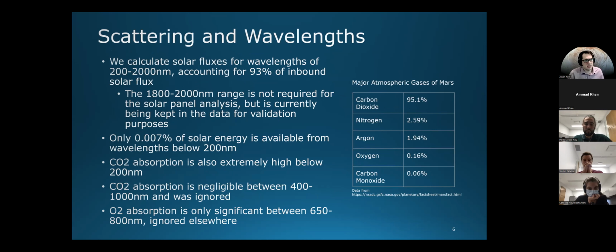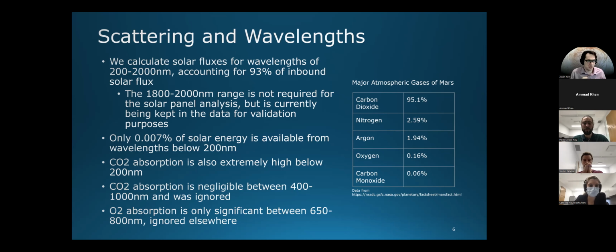The 1800 to 2000 nanometer range is not actually required for the solar panel analysis due to just the efficiencies of the panels at different wavelengths, but we're still including it because it was used in previous works, and we'd like to have it there for validation. Now some more about why we chose these wavelengths is that only 0.007% of solar energy is available from wavelengths below 200 nanometers. So it would essentially be much more computational work for very little gain to include this.